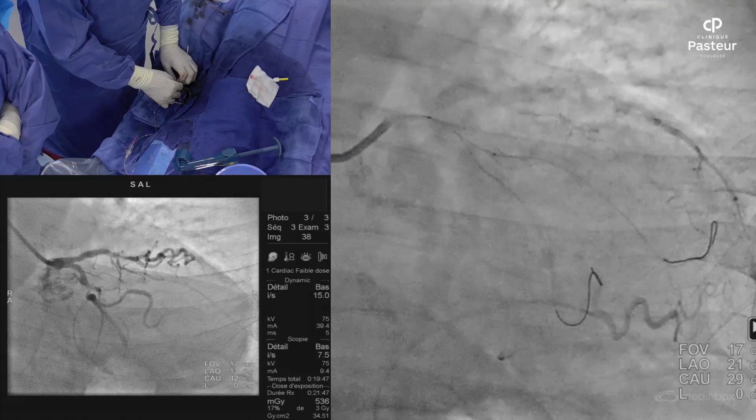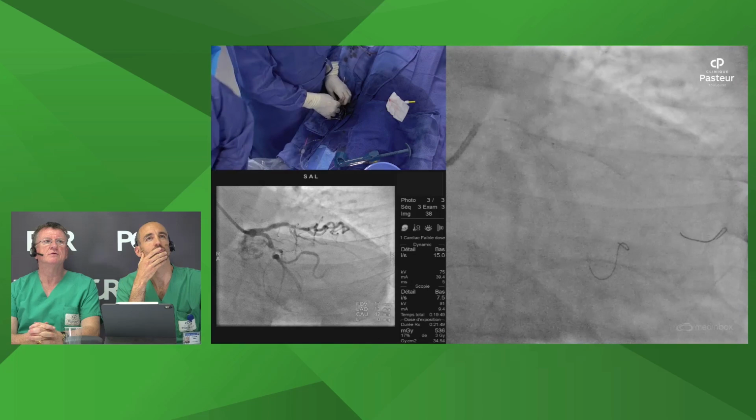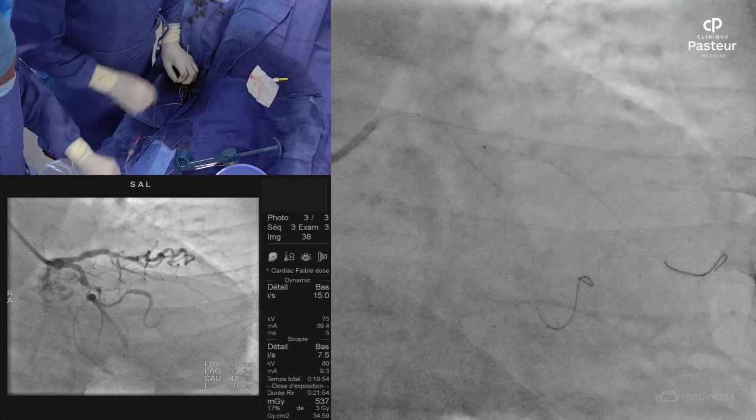18 should be too short. 18 will be more deliverable there, though, Jean, won't it? Yeah, I would take 21, no? 21? Yes, 21. Do you want a bit longer? No, very good. OK, we can inflate there, right? We're there. Okay, so we take an inflation here.